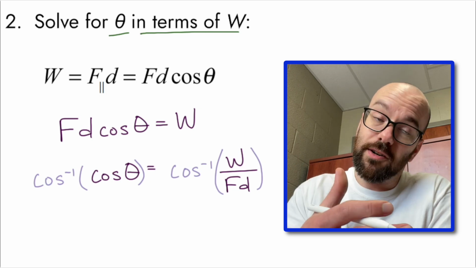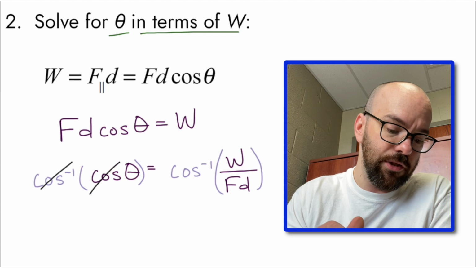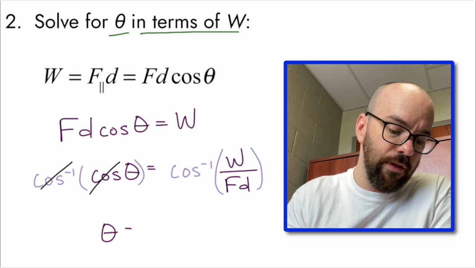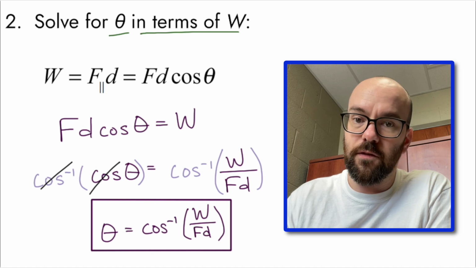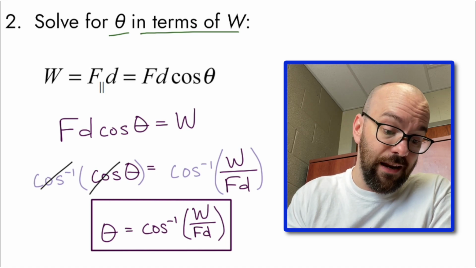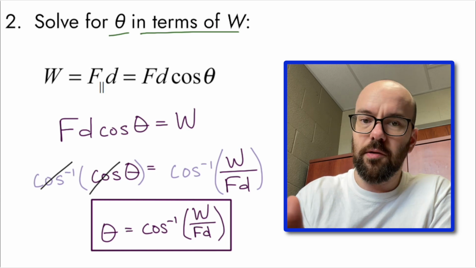And whenever we do inverse cosine of cosine, those are going to cancel out, and we're just left with what's in the cosine, which is going to be theta. So we end up with theta equals inverse cosine of W over FD. And that's our final answer. We solved for theta in terms of W. It's also in terms of F and D, but we do have it in terms of W. So we're good with our answer there.